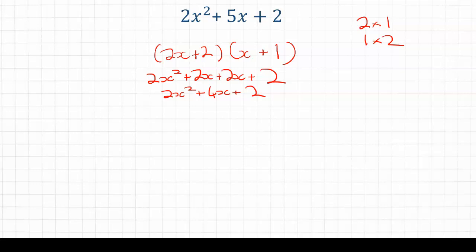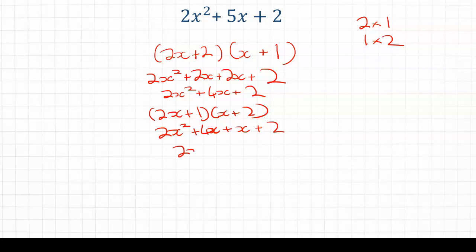Now we try with 1 in the bracket with the 2x and 2 in the other bracket. 2x times x is 2x squared. 2x times 2 is 4x. 1 times x is x, and 1 times 2 is 2. So we have 2x squared plus 4x plus x plus 2. This is the same as 2x squared plus 5x plus 2. Therefore, 2x squared plus 5x plus 2 factorized is 2x plus 1 times x plus 2.